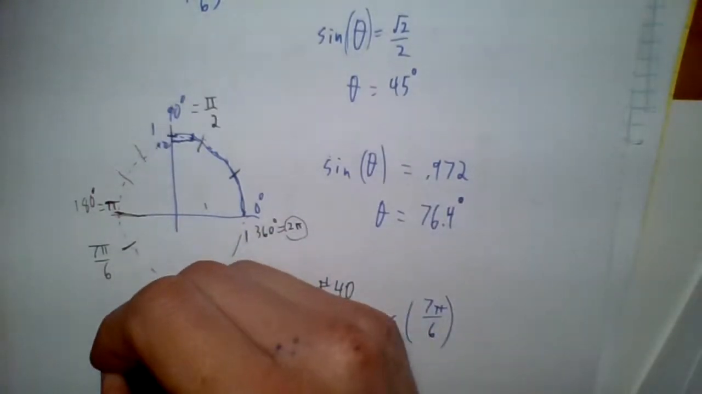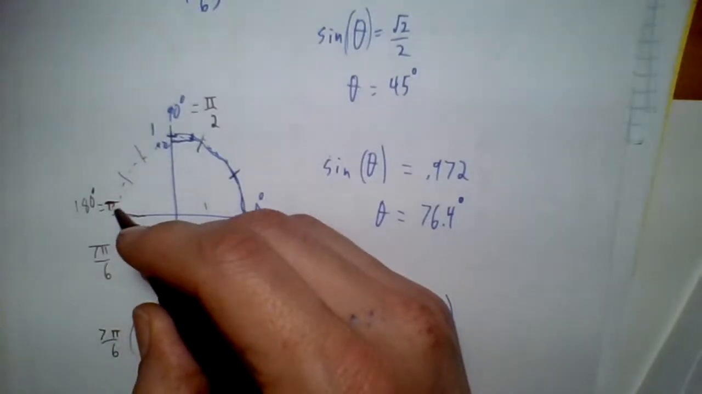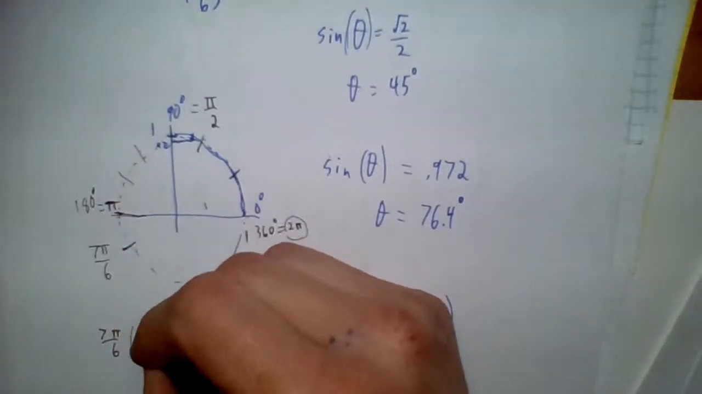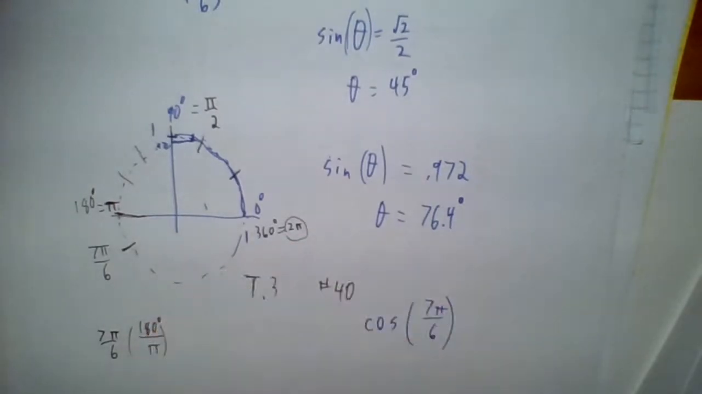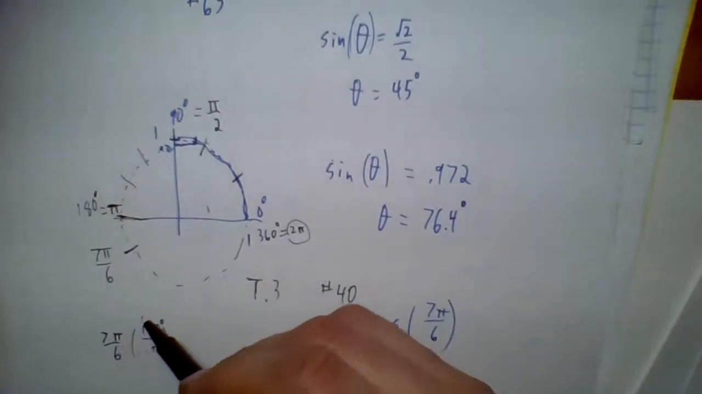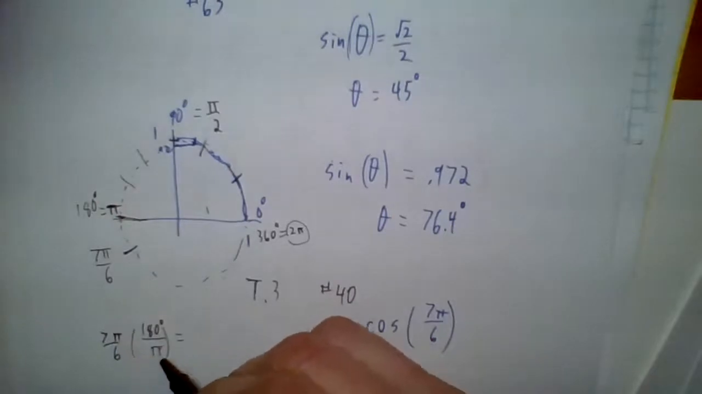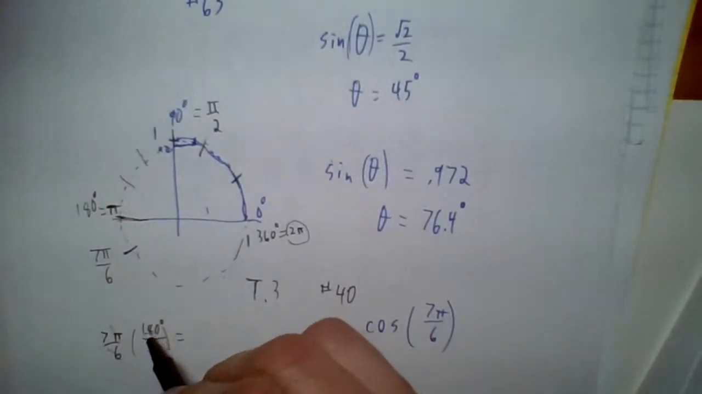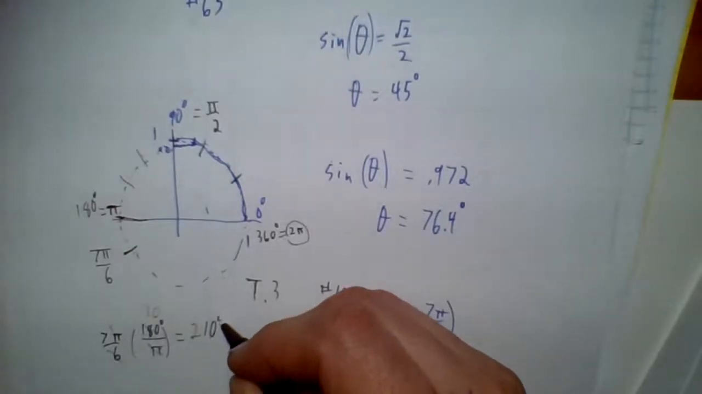If you want to do the conversion, we're using the fact that pi radians is the same as 180 degrees. So 180 degrees is the same as pi radians. That's the conversion then between these two things. Radian measure times 180 over pi would turn it into degree measure. The pi's cancel. 6 goes into 180 30 times, so this is the same as 210 degrees.